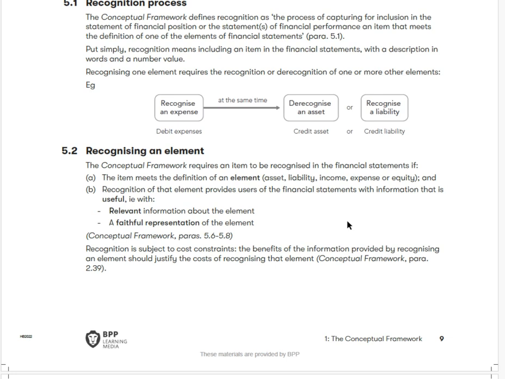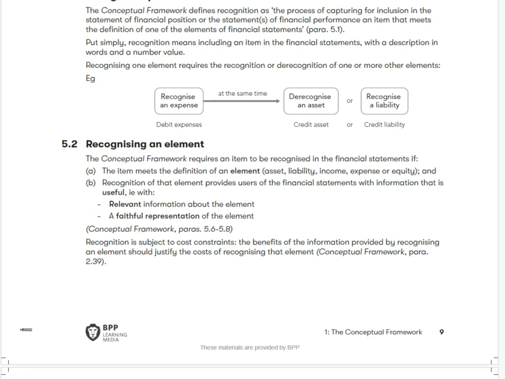Recognition is subject to cost constraint. The benefits of information provided by recognizing an element should justify the cost of recognizing that element. So there is a cost involved in obtaining the information. So the cost should be less than the benefits. That means the benefit should be more than the cost. Then only it will be recognized. Otherwise, it need not be recognized.